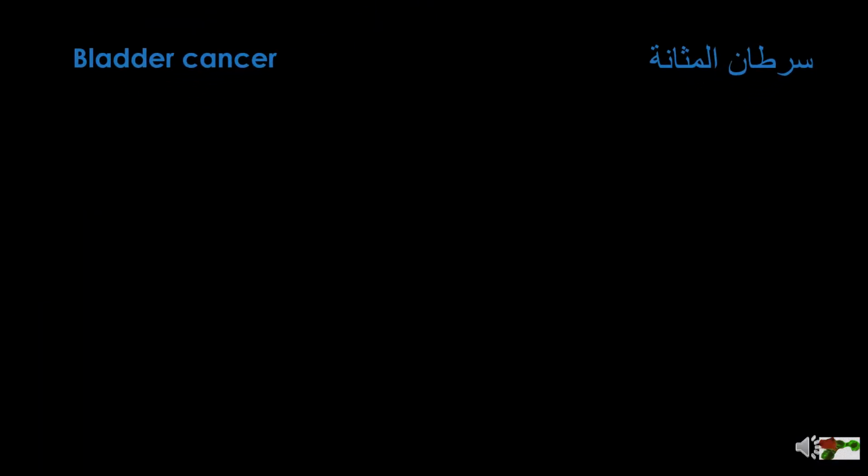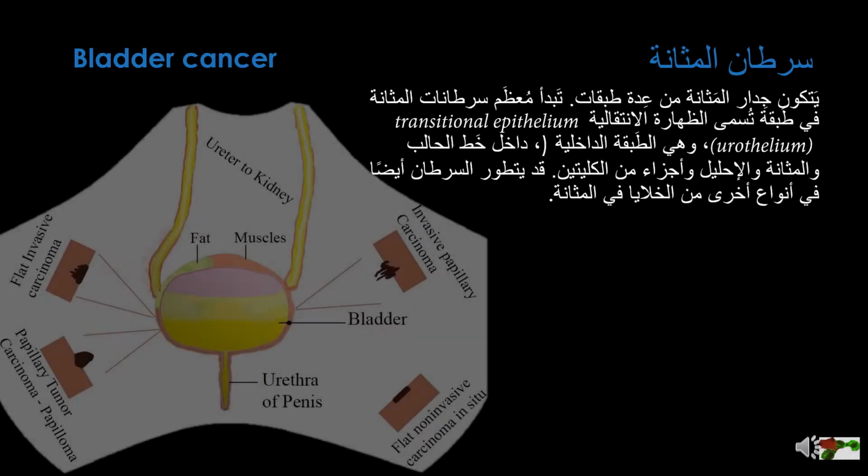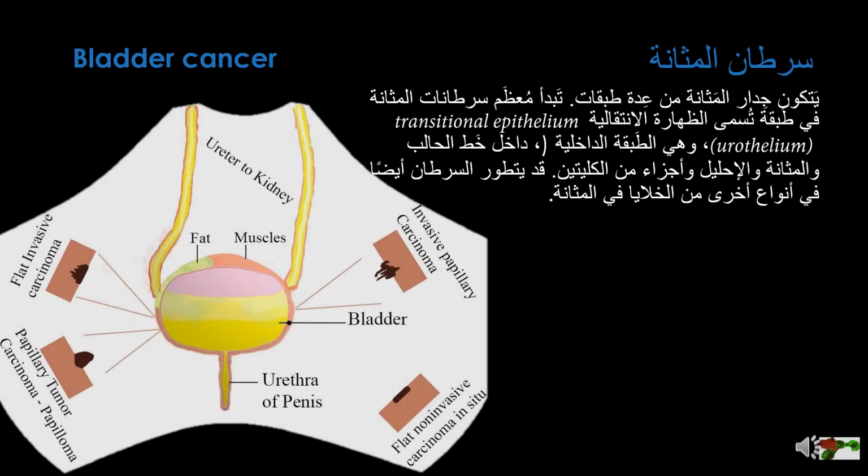Bladder cancer. The bladder wall is made of several layers. Most bladder cancers begin in a layer called the transitional epithelium, or urothelium, which is the inner layer. It lines the ureter, bladder, urethra and parts of the kidneys. Cancer may also develop in other types of cells in the bladder.